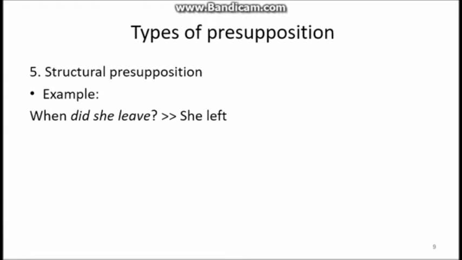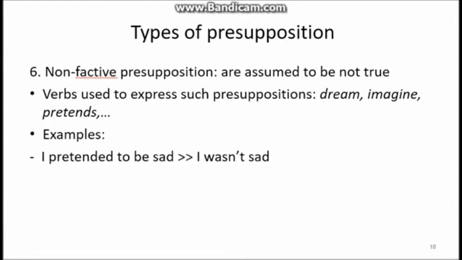The next one is structural presupposition. So it basically has something to do with questions. When did she leave? So we can know that she left. And the next one is non-factive presupposition. They are assumed to be not true, and it is usually associated with verbs used to express like dream, imagine, and pretend. An example is, I pretended to be sad. So we have the word pretended, so we can presuppose that I wasn't sad.